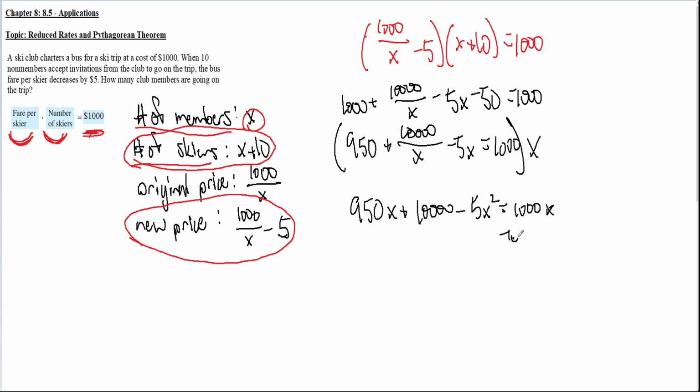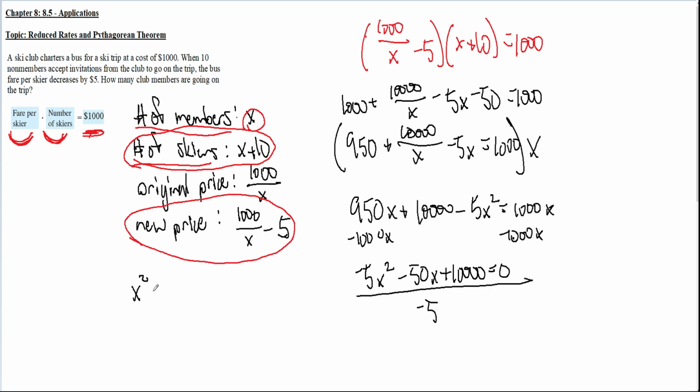And then we want to subtract this 1,000 on both sides, so that we can solve for x, or find its zeros rather. So let me write it with the leading polynomial up front. And then I'm going to divide everything by -5, because all these terms are divisible by 5.